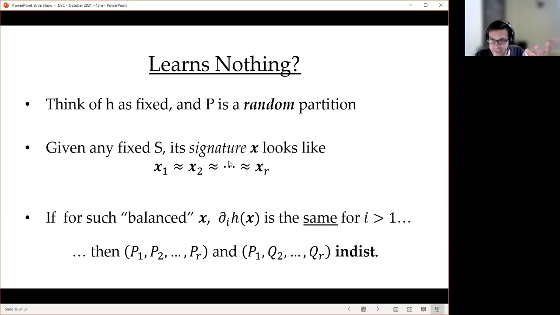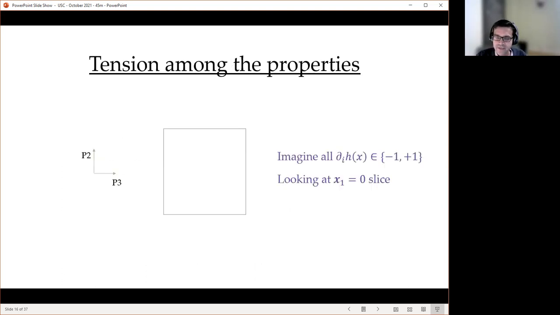So the construction of H, and this is where the hardness is, has to somehow look the same on signatures which are sort of balanced, and yet it has to be submodular, and yet the function has to be minimizing at the last part. So there is a tension among these properties, and I want to get this tension across to appreciate the construction. So for understanding the tension, let me assume that there are three parts.